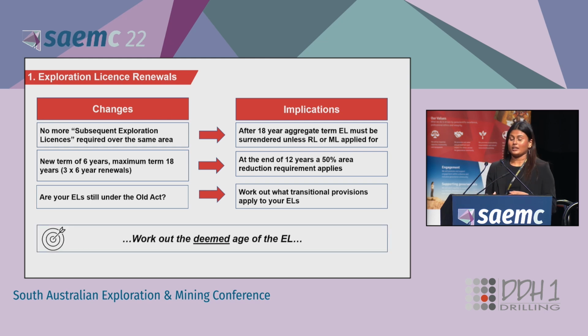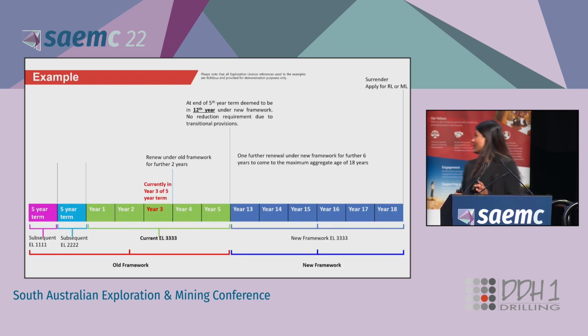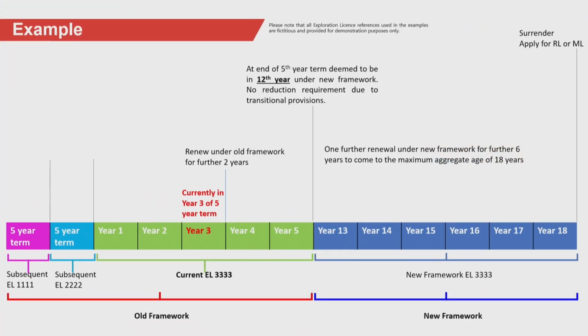So the key tip here is that you need to work out the deemed age of your exploration license. So here we've got a little example. If your current exploration license is EL 3333, these are all made up, but just for example, and it's in its 3rd year of operations, and it's had 2 previous subsequent exploration licenses held. At the end of that 3rd year term, you're going to be allowed to renew that exploration license for a further 2 terms to take it to its 5-year maximum term under the old framework.